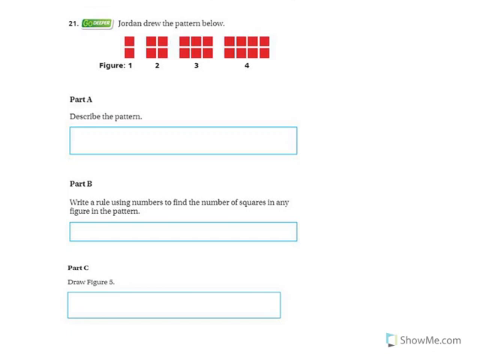Figure 2, we have 2 columns with 2 rows. Figure 3, we have 3 columns and 2 rows. And figure 4, we have 4 columns and 2 rows. So to describe the pattern, we could describe the fact that the number of the figure tells us how many columns there are when all of them have 2 rows.